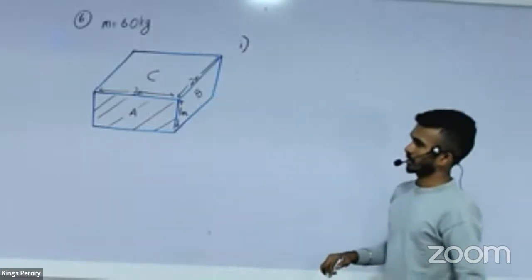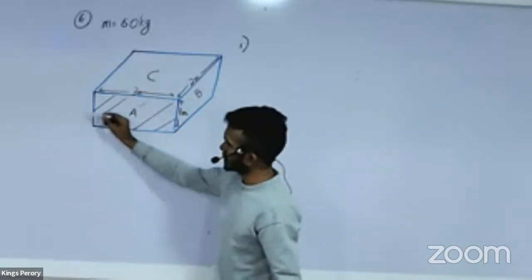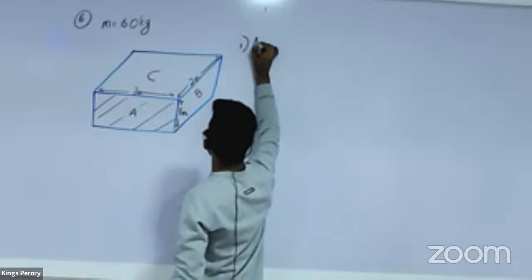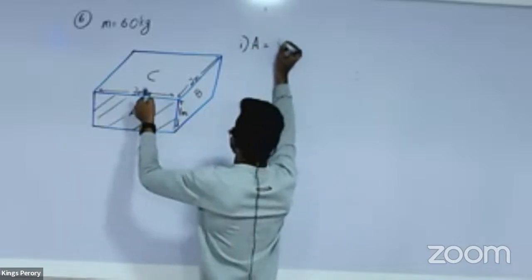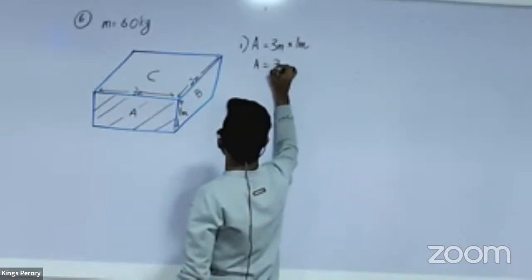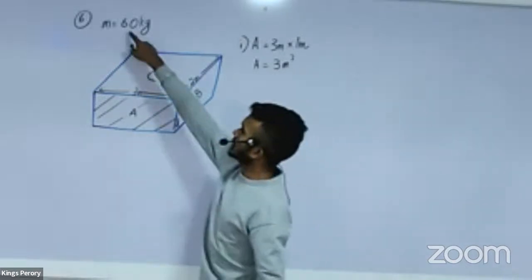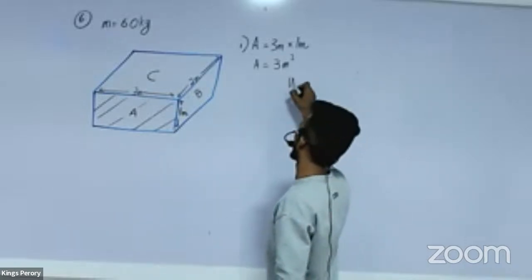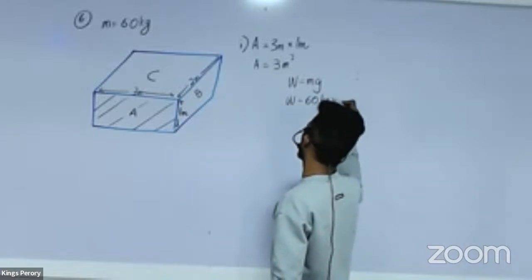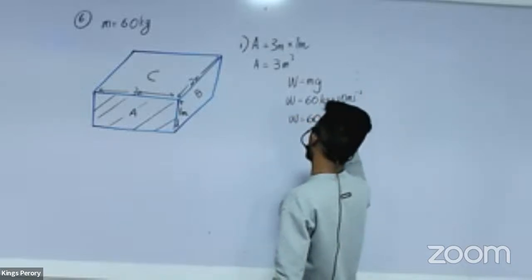When A is in contact, the area is this area, no? First find this area. Area equals length into breadth. Length 3 meter, breadth 1 meter. What's the area there? 3 meter squared. Mass 60 kg. Then what's the force? 60 kg into 10 m/s squared. What's the force? 600 Newton.